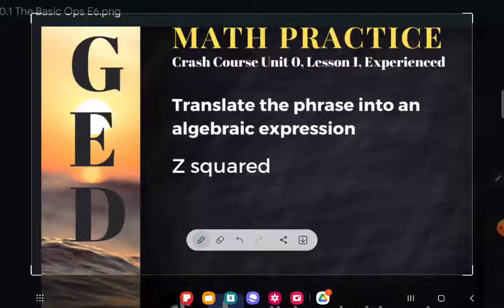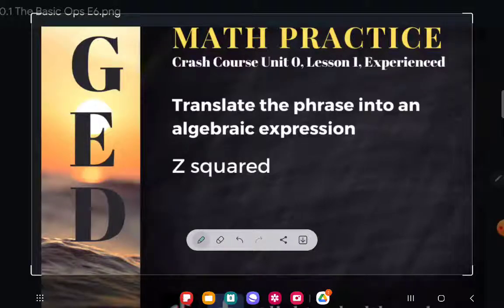So, we're practicing the basic operations, very first lesson in the crash course, but we're looking at it at an experience level. How might this show up in algebra? Okay, so let's go ahead, take a look. We'll just read the problem first. Translate the phrase into an algebraic expression. And what phrase are we doing?